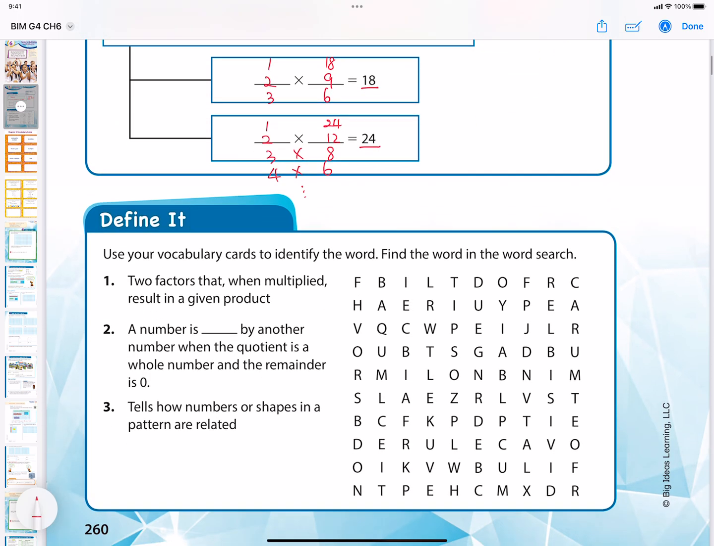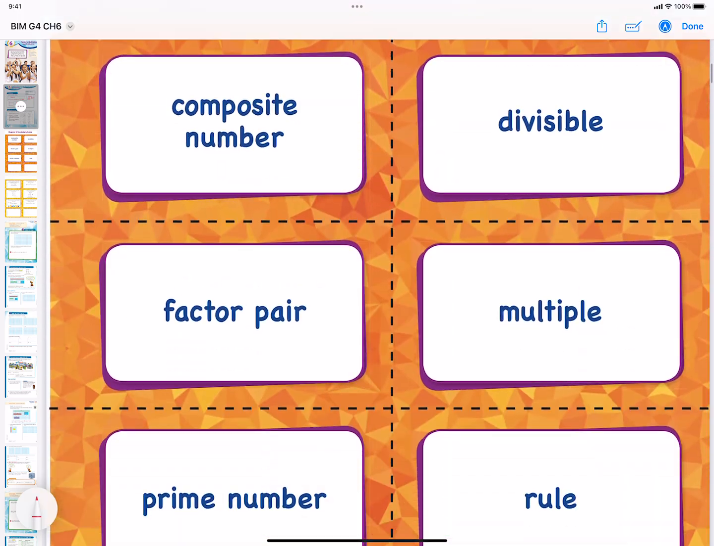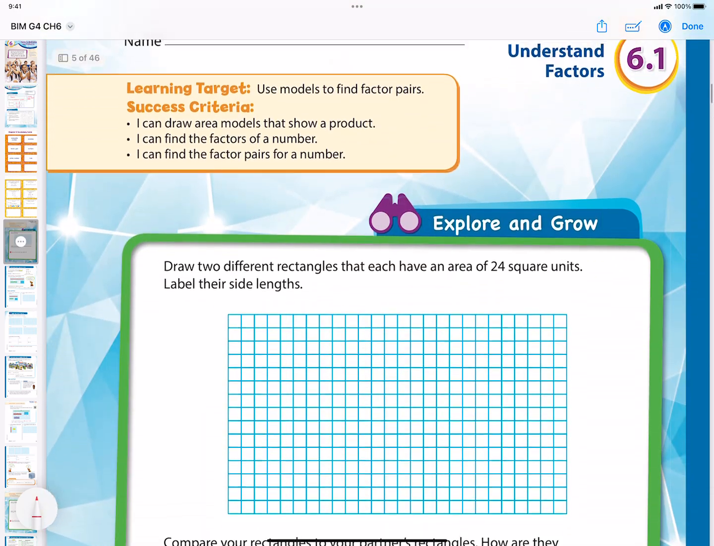Okay, now I want you to find out this one. Use your vocabulary cards to identify the word. Find the word in the word search. I'm going to leave it for you. Let's move on to our lesson 1.